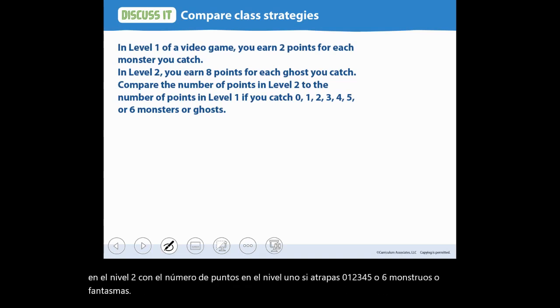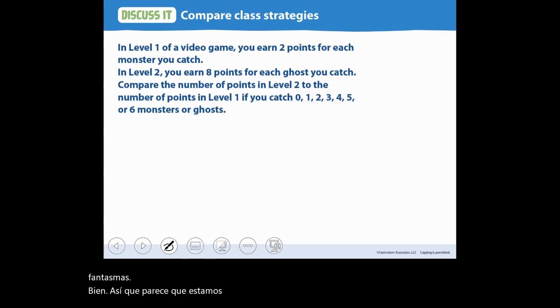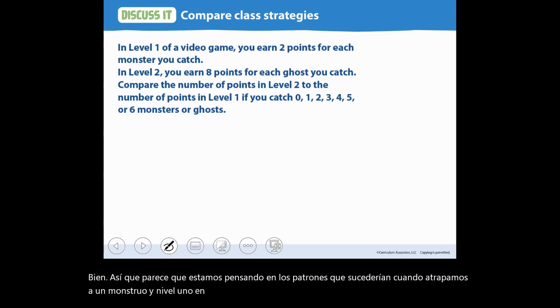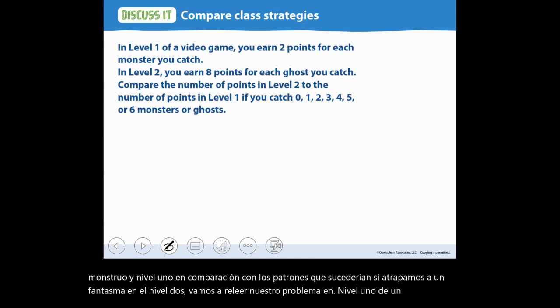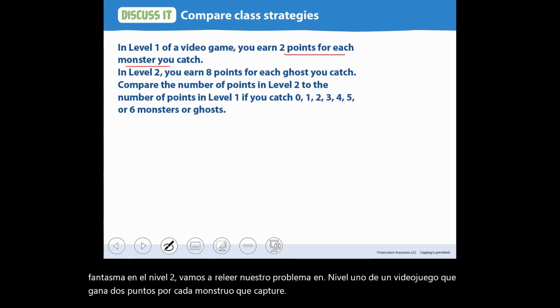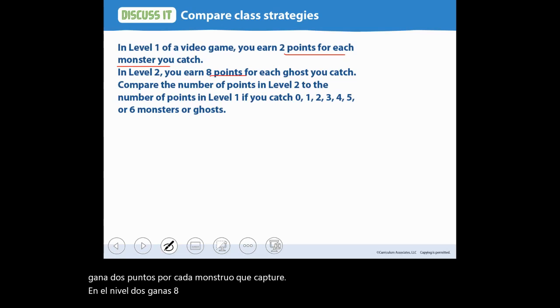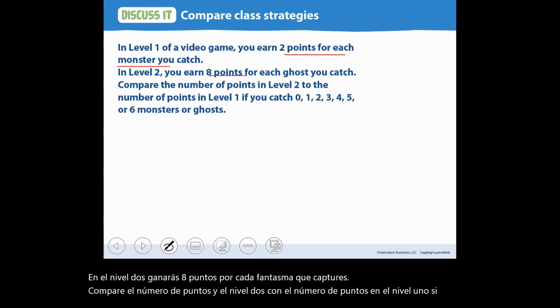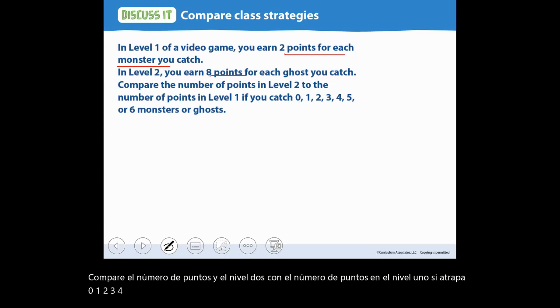All right, so it looks like we are thinking about the patterns that would happen when we catch a monster in level 1 compared to the patterns that would happen if we catch a ghost in level 2. Let's reread our problem. In level 1 of a video game, you earn 2 points for each monster you catch. In level 2, you earn 8 points for each ghost you catch. Compare the number of points in level 2 to the number of points in level 1 if you catch 0, 1, 2, 3, 4, 5, or 6 monsters or ghosts.